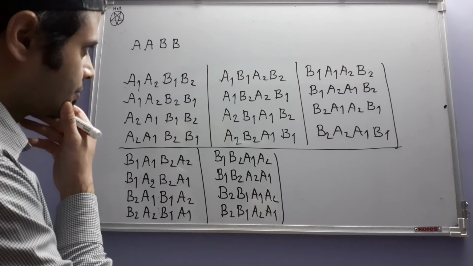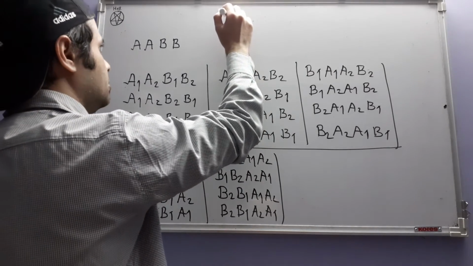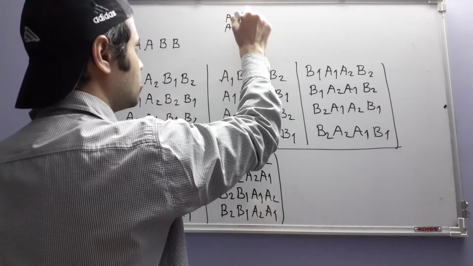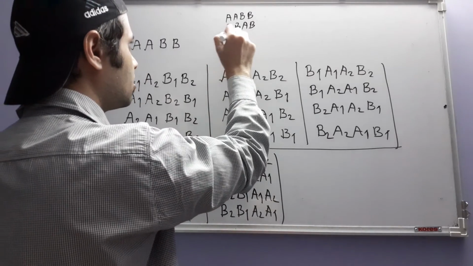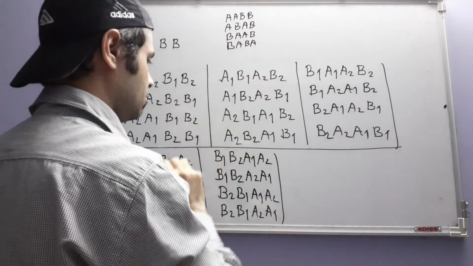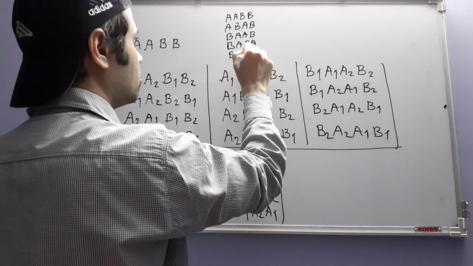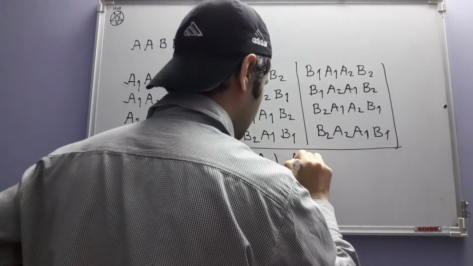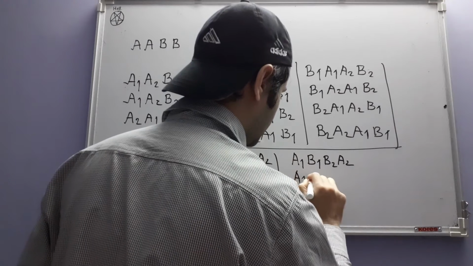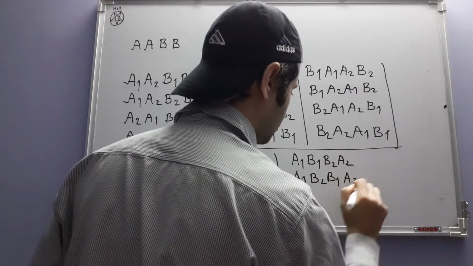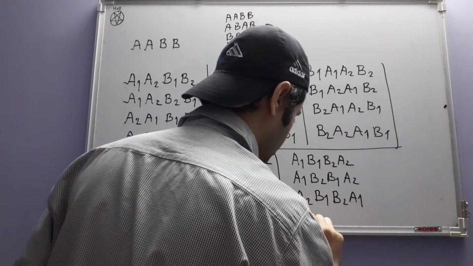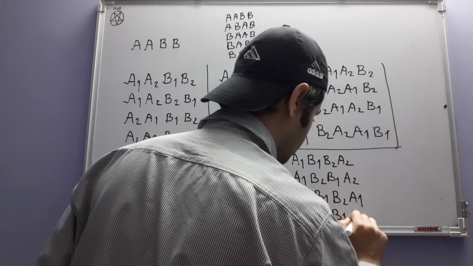What is that? Let me see, A, B, I have A, B, I have then B, I have, and B, A, B, A. Oh yes, A1, B1, B2, A2, A1, B2, B1, A2, A2, B1, B2, A1, A2, B2, B1, A2.